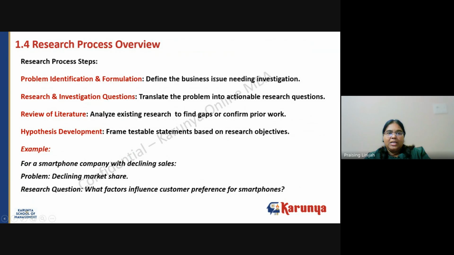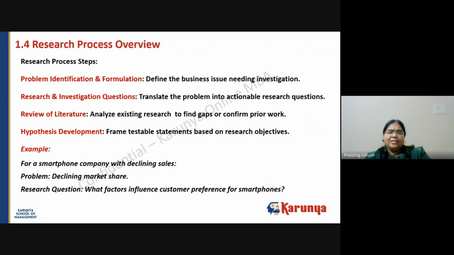Moving next is the research process. Let me take you through the research process overview, wherein we are going to deal in detail with the various steps in the research process one by one. First, it starts with problem identification, followed by research questions, then review of literature and hypothesis development. So problem identification is like, say, a smartphone brand.